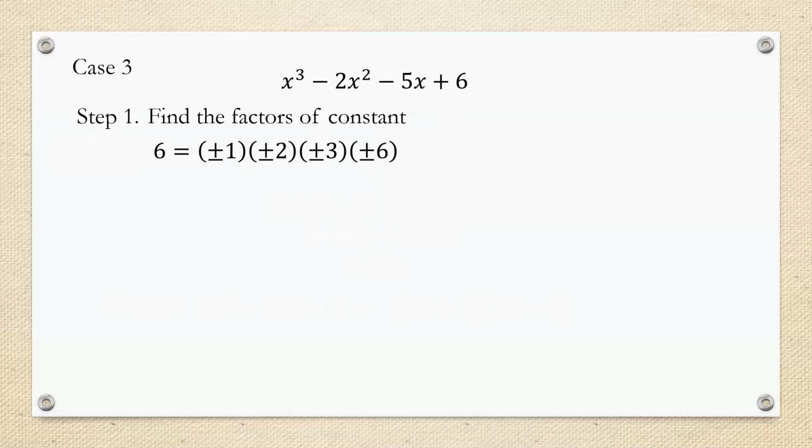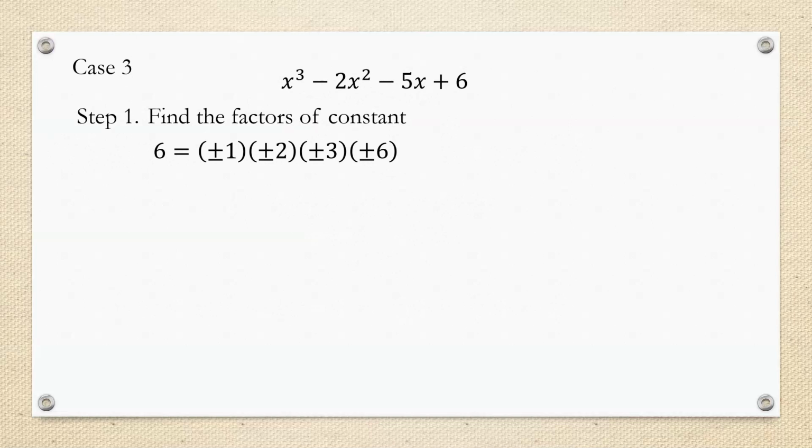Sir, ba't parang ang dami naman yata? Bakit may positive and negative pa? Simple lang yan. Yung 1, okay? If I try to multiply positive 1 sa positive 6, I have 6. If I try to multiply negative 1 to negative 6, I have still positive 6. Bakit? Negative times negative is positive. Pero hindi ko pwede siyempre i-multiply yung 1 kay 3, 1 kay 2, or 2 kay 6, 3 kay 6. No, it can't be. So you have to be selective.